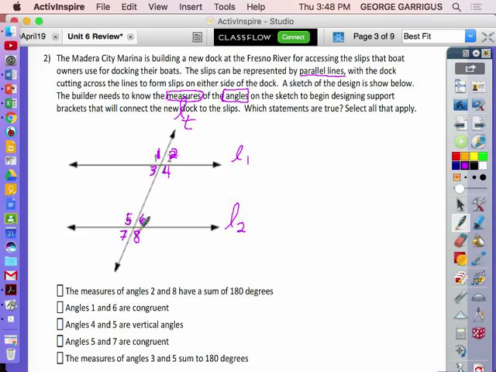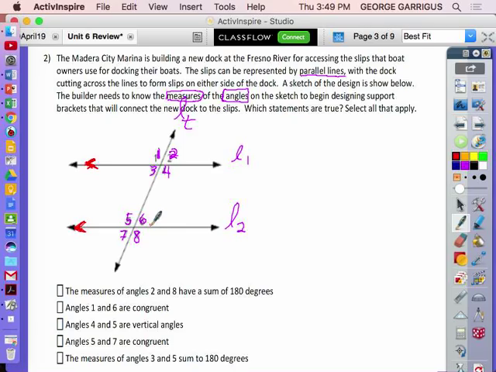The first statement, the measure of angle 2 and 8 have a sum of 180 degrees. Well, first, before we begin, these are parallel lines, so I'm going to mark them with a red line. This means that the lines are parallel. I'll do it in this direction. This line is parallel to this line. Okay, well, what do we know? These lines are always going in the same direction, and they're cut by a single line that's straight.